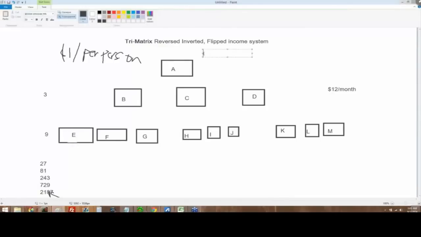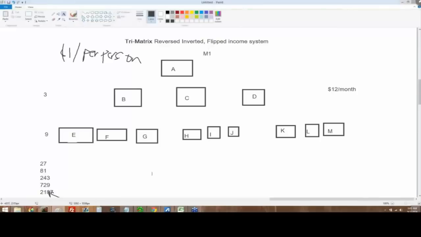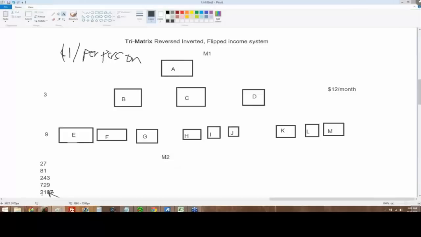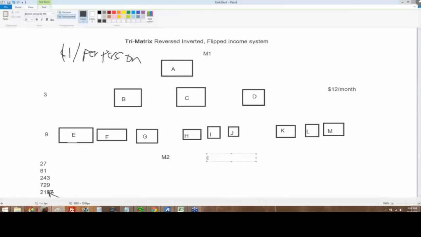At the same time that this matrix exists, we'll call this M1, there's a second matrix that exists, called M2. And M2 is an exact opposite. It's a flipped or an inverted system compared to M1. So the guys at the bottom in these 2187 people, we actually begin with them. So in the next matrix, M is going to be at the top, and then A is going to be at the bottom. That makes sure that actually these people who are at the bottom are going to be making some money as well.